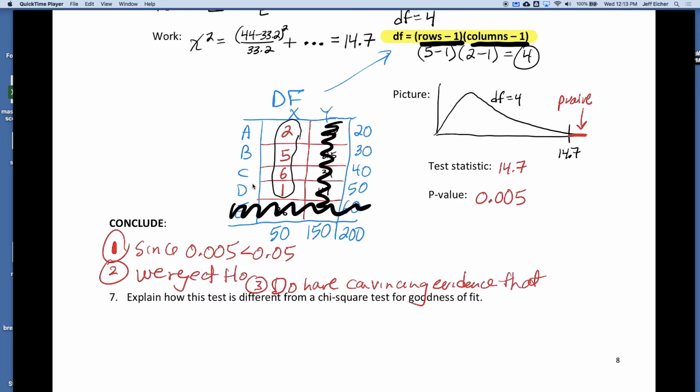That the two brands have different color distributions. There we go. So concluding is the same that we've done up till this point. Same thing.